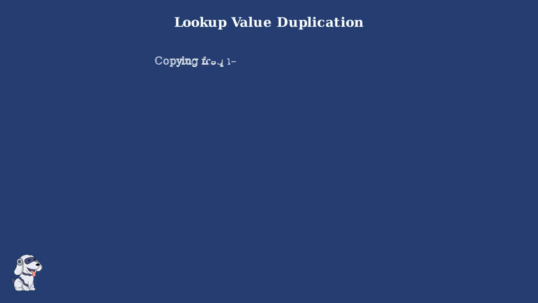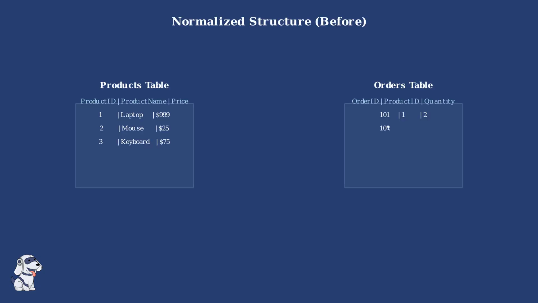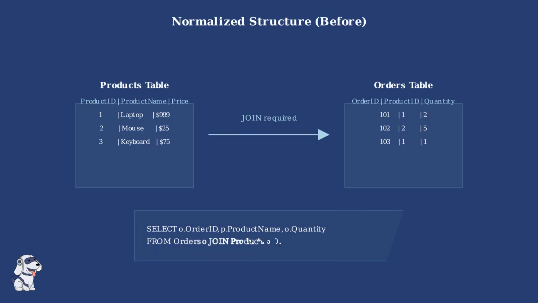Lookup value duplication is a denormalization technique that involves copying frequently accessed lookup values directly into the main table. This eliminates the need for joins when querying common reference data, significantly improving query performance. Let's examine a typical normalized database structure. Here we have a products table containing product information and an orders table that references products through a foreign key. Every time we query order details, we must join these tables to get the product name.